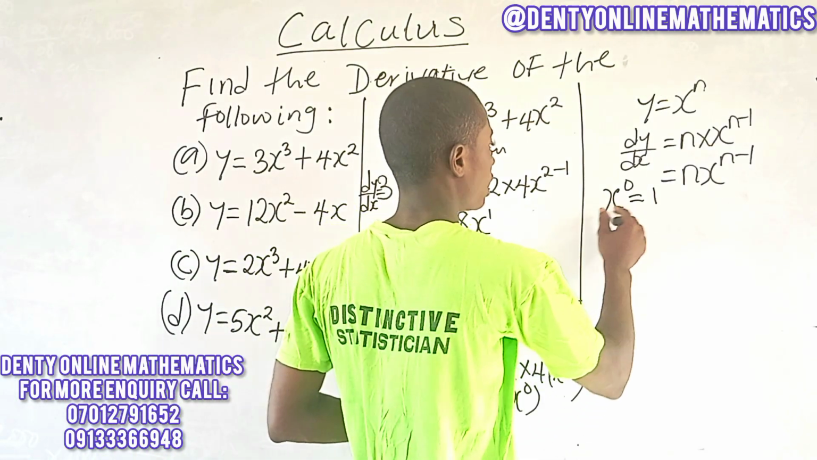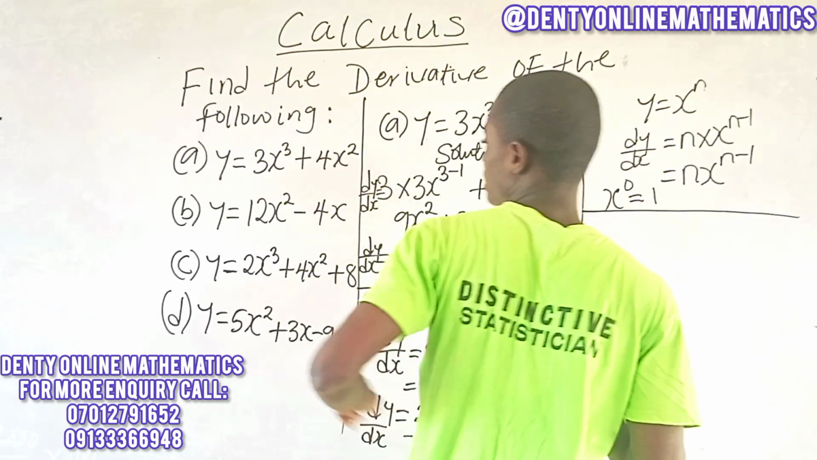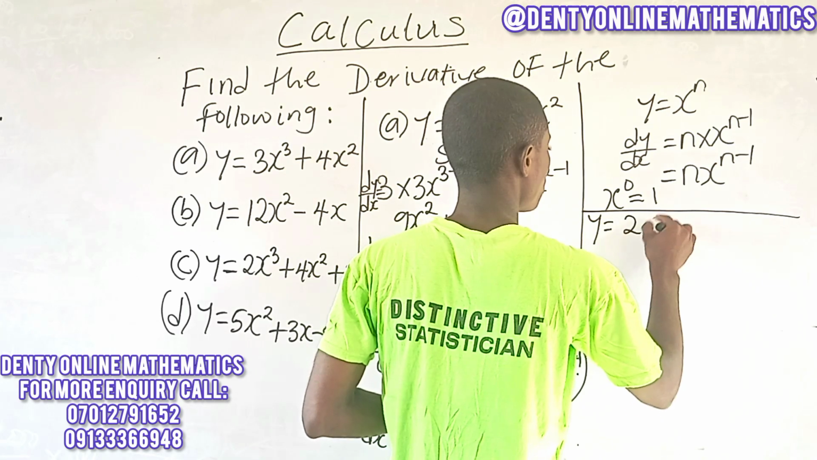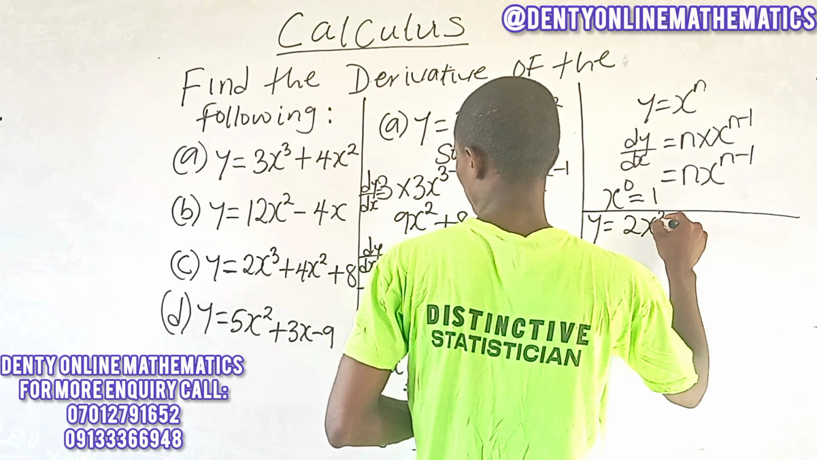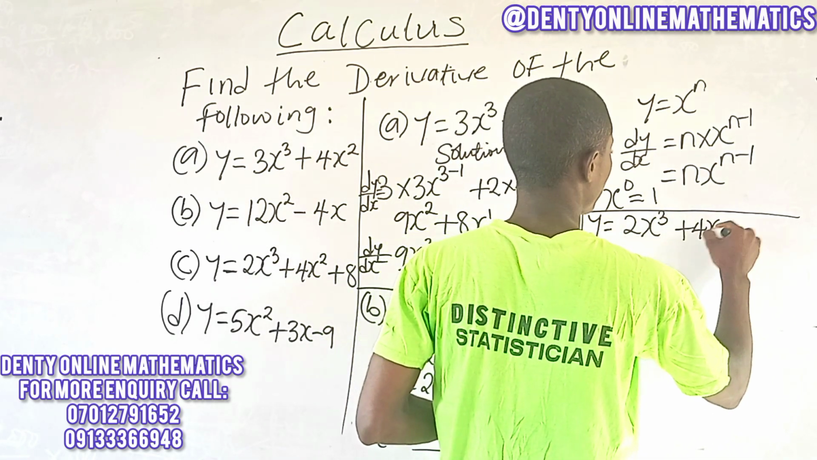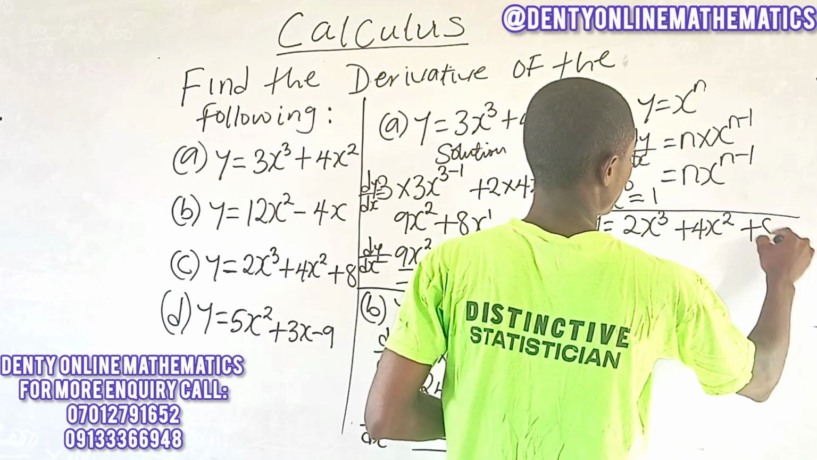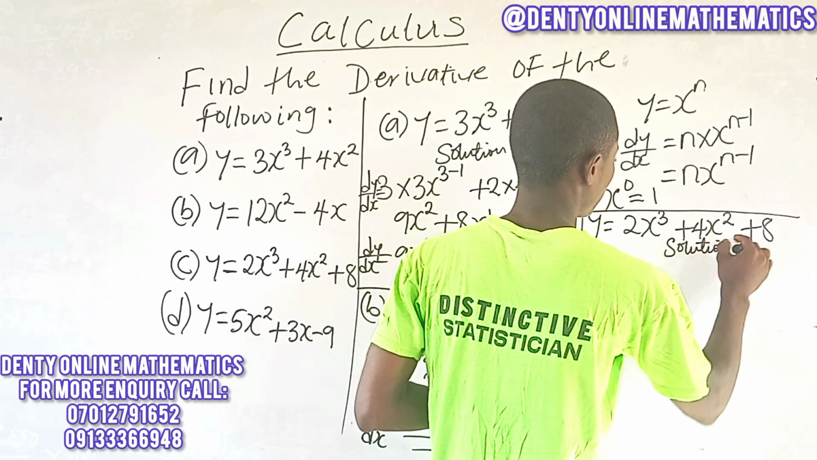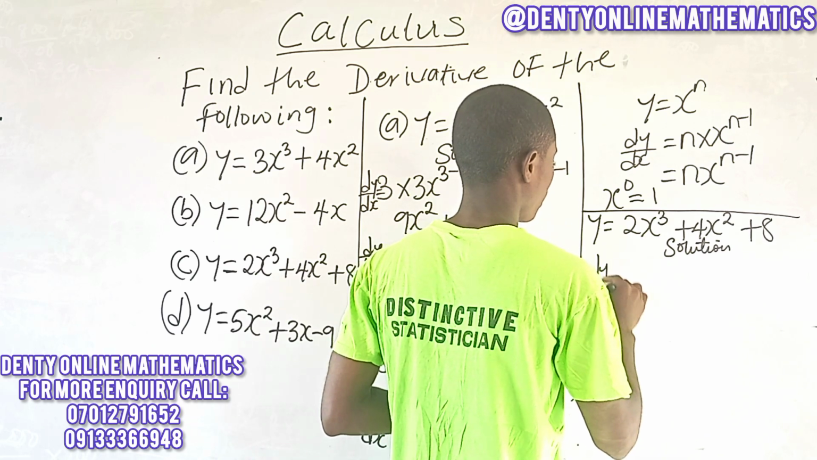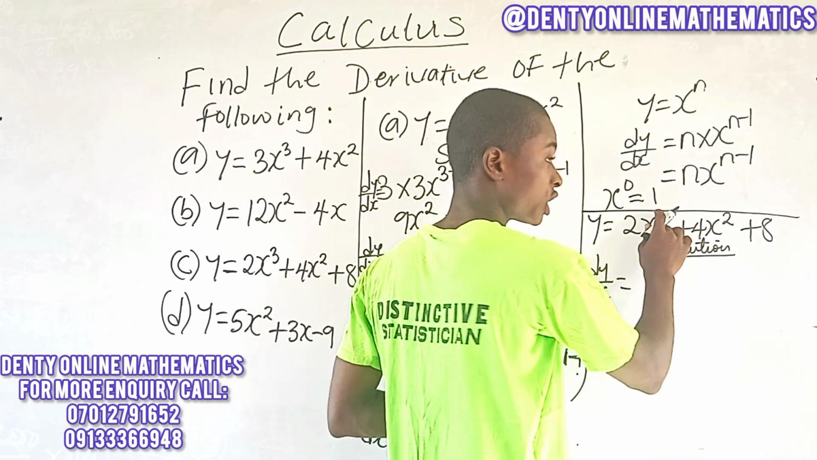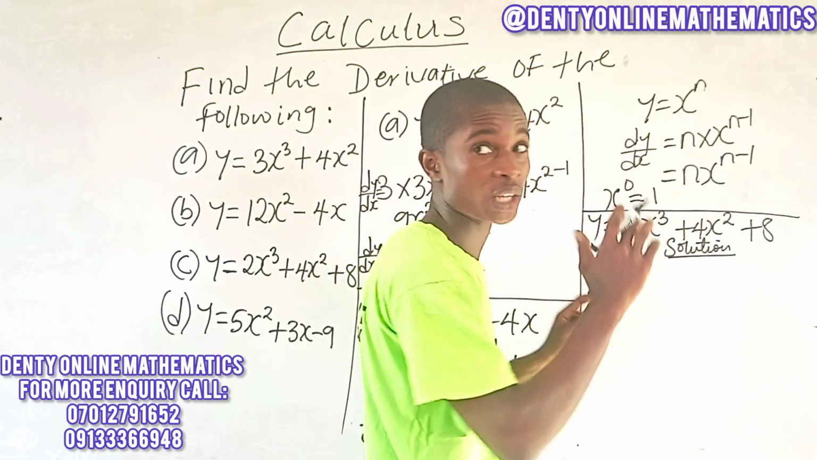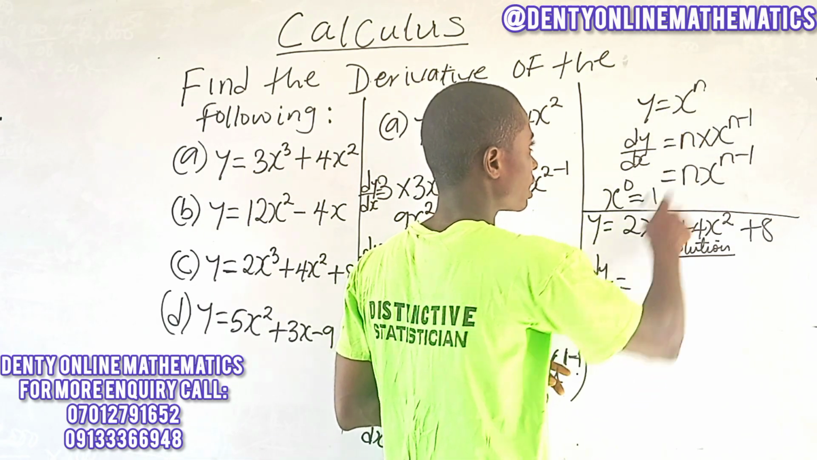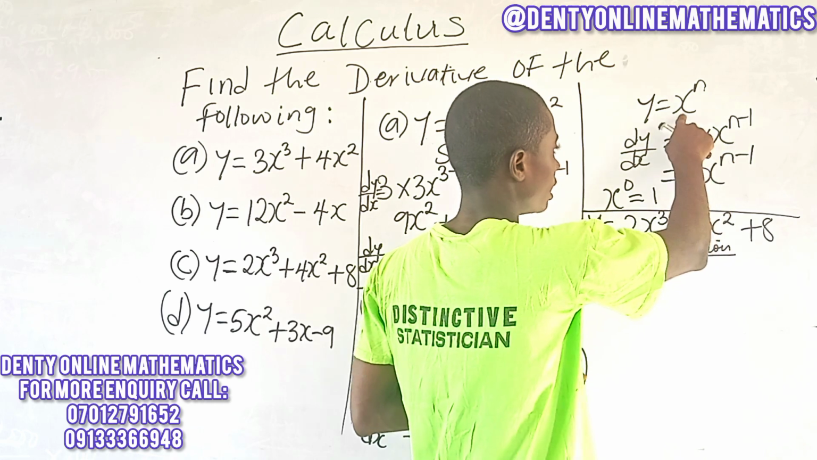Now let's go for the last one. Our c, we have y equal to 2x cubed plus 4x squared plus 8. How are you going to do this? It's still very simple. Now, our dy over dx uses this 3 and this 2. At this point, the n stands for 3, the x stands for 2x, the n stands for 2 here, and the x stands for 4x.